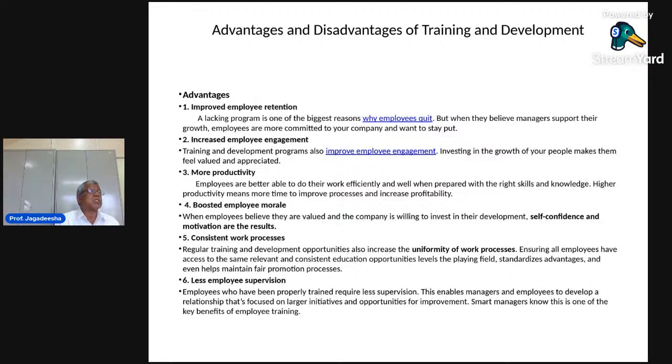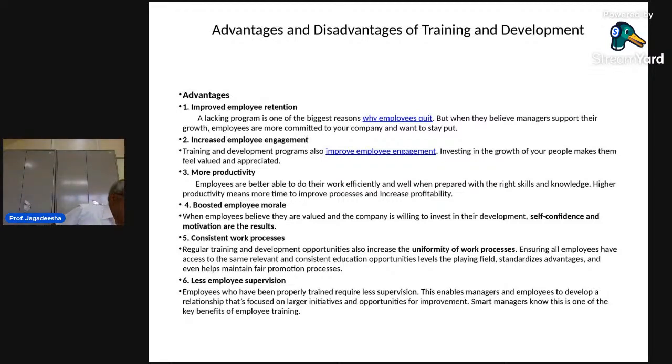Well, a lot of mistakes are being committed, and when mistakes happen, the fellow will become a big liability on the exchequer of the organization concerned, and such people should not be tolerated by the management at any cost.